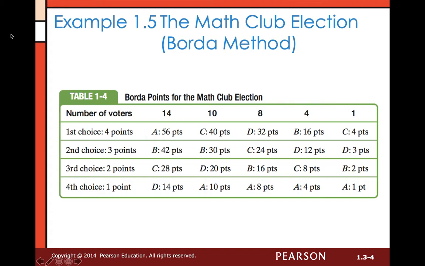If you recall, there were 14 voters here who ranked the candidates A, B, C, D, straight down the line. That means for the 14 that got A as first place, 14 multiplied by 4 is 56, and then 14 multiplied by 3 is 42, 14 multiplied by 2 is 28, and 14 multiplied by 1 is 14. Just for the sake of time, you'll notice that the same thing happened all the way throughout the rest of the candidates, and so you end up with these points.